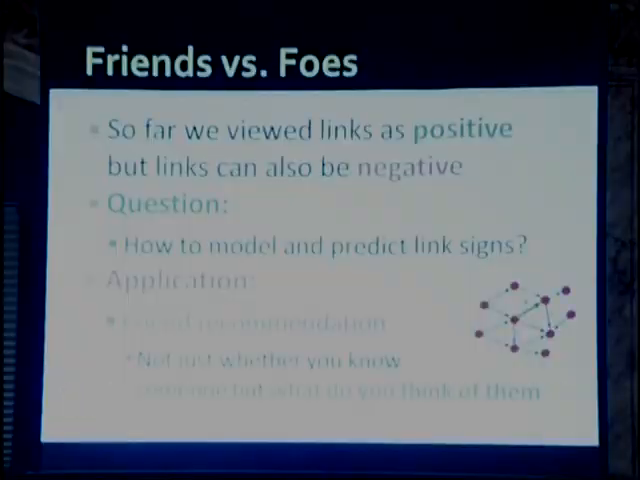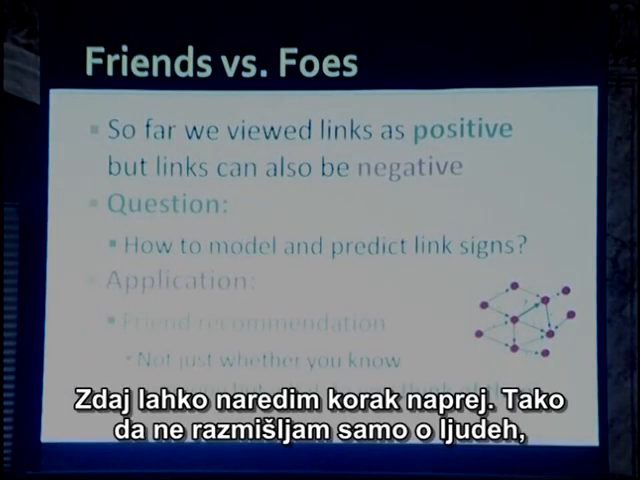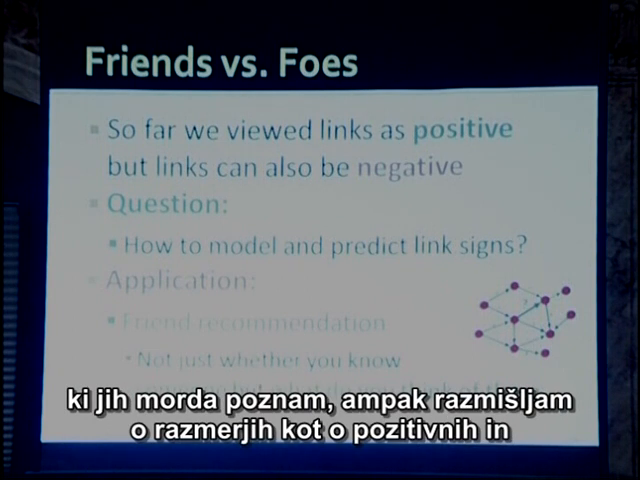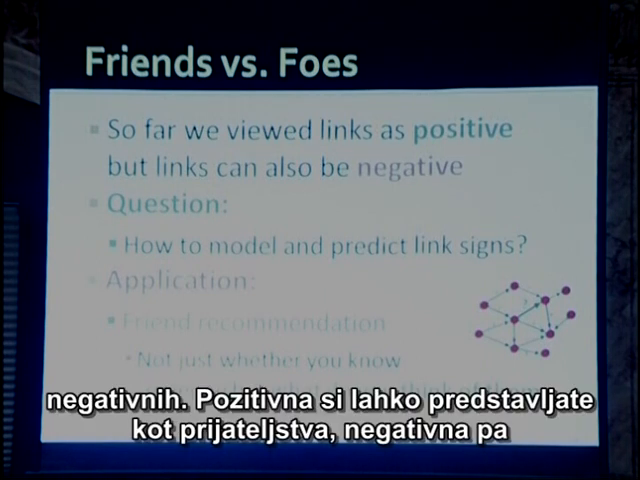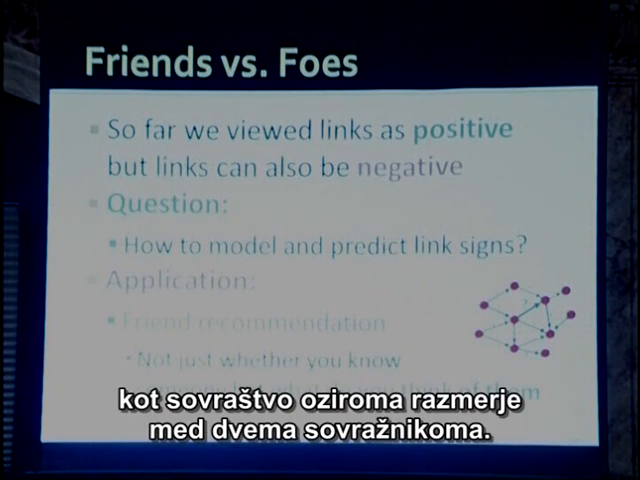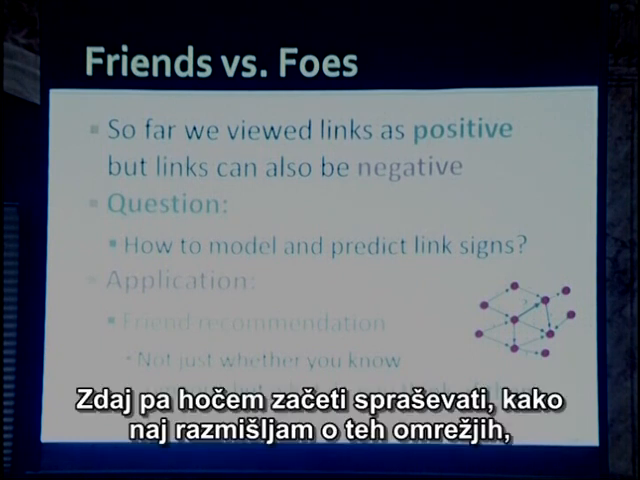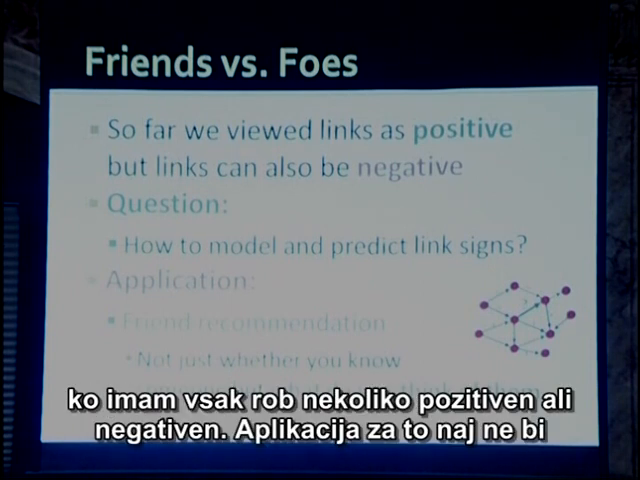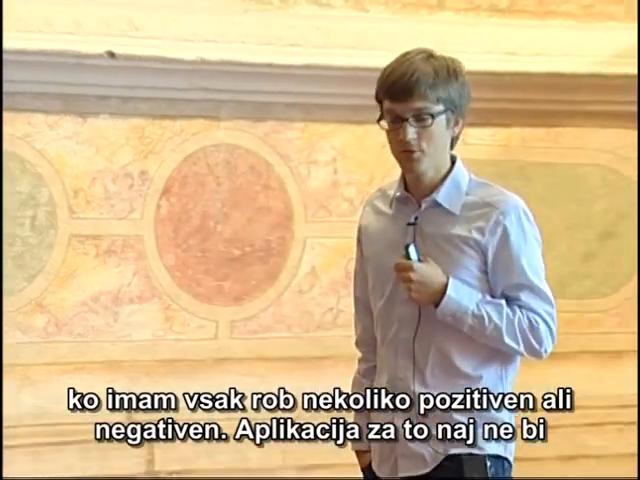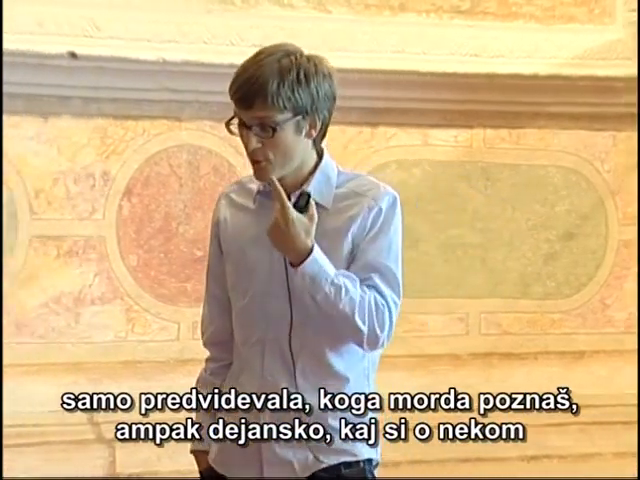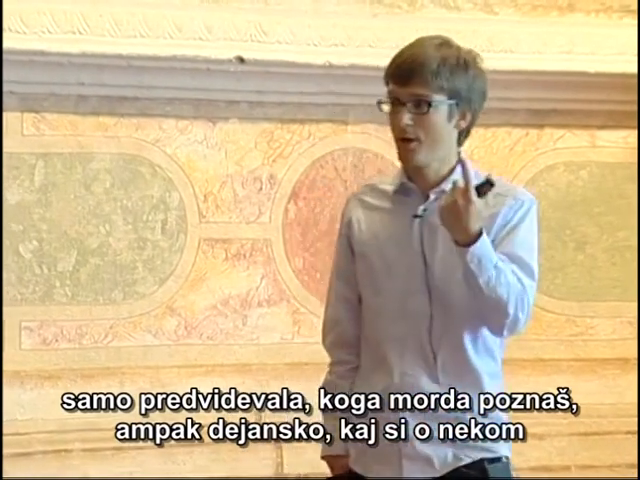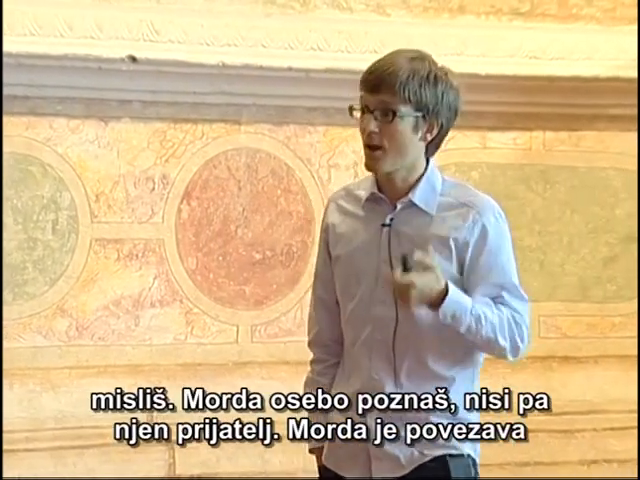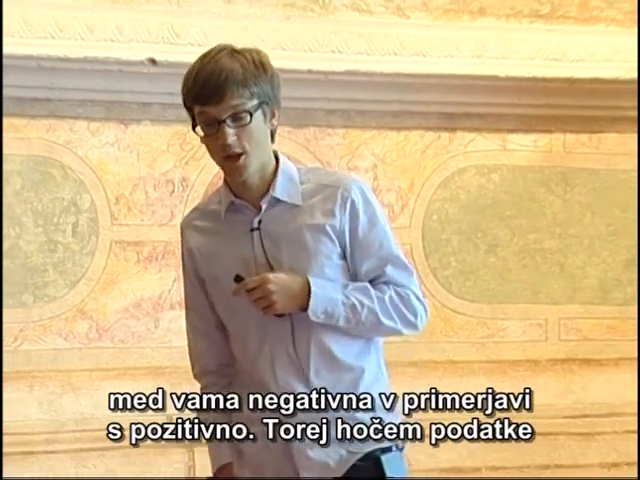Okay, so now I can make a step forward. I can not just be thinking about who are the people I may know, but actually I can start thinking about the relationships as being positive and negative. Positive, you can just think of as friendship, and negative, you can think of as being an enemy or a foe. And now I want to start asking, how should I think about these networks where every edge can either be positive or negative? So really the application for this would be not just predicting who are the people you may know, but actually what do you think of them? You may know that person, but you are not their friend. So maybe you have a negative connection to them versus a positive connection.